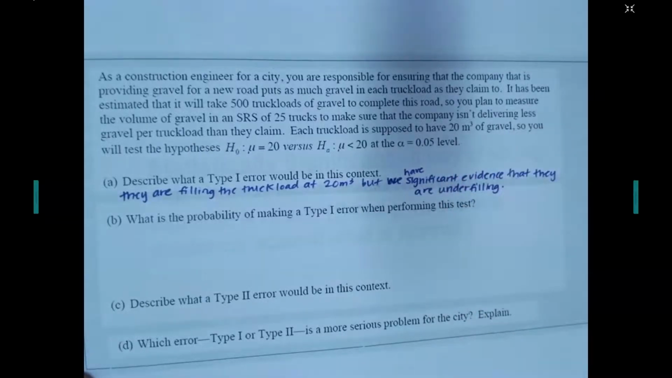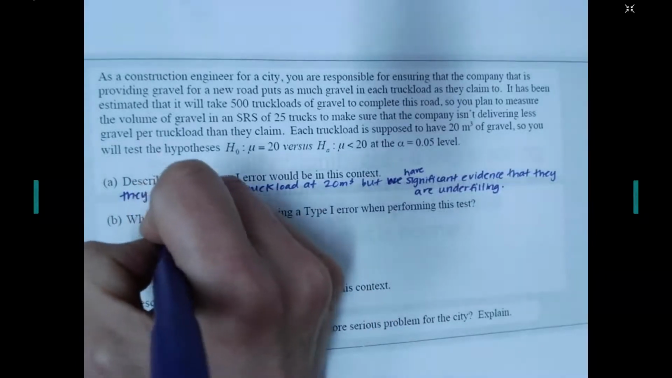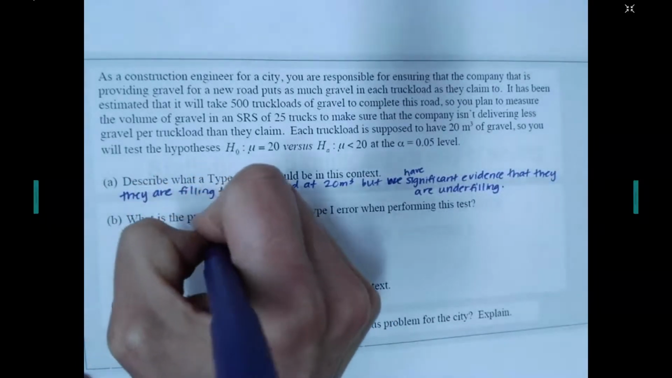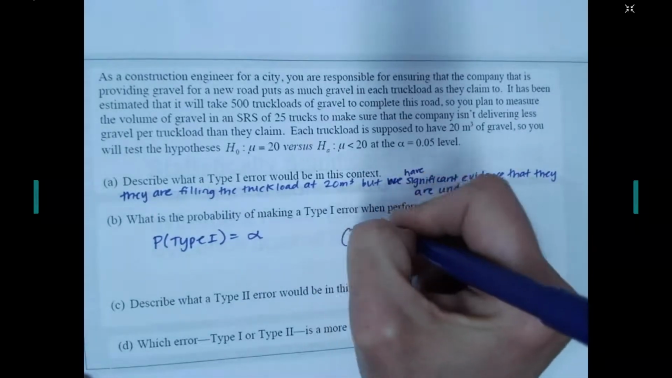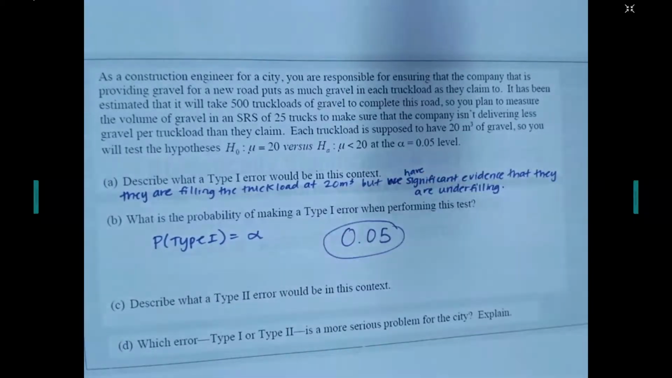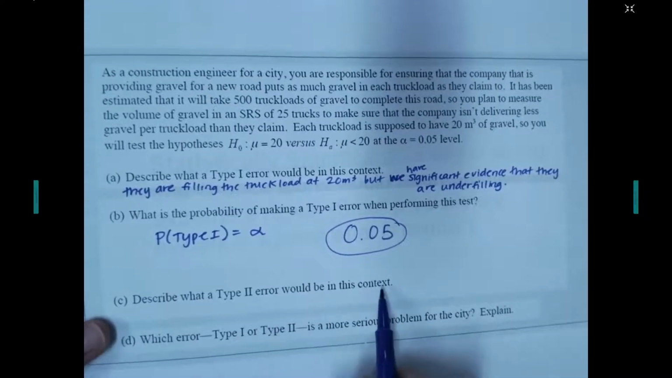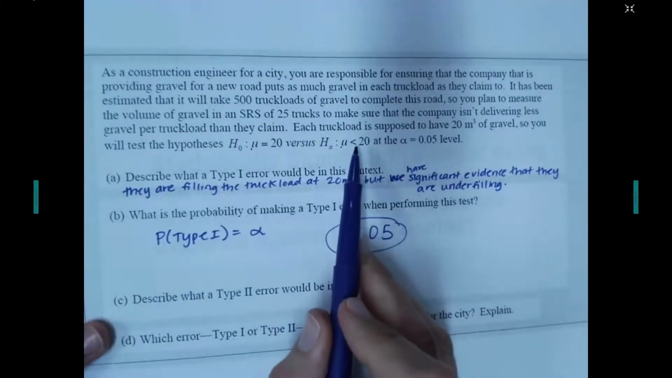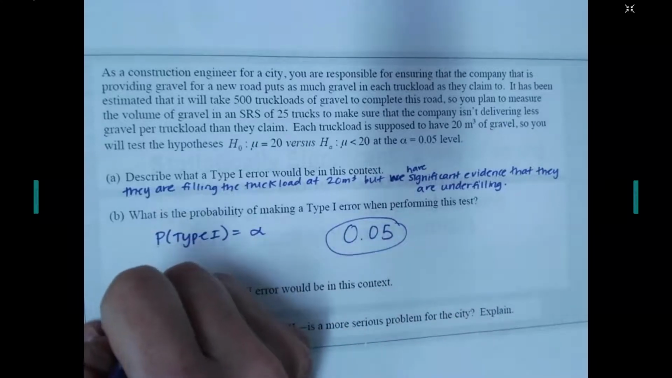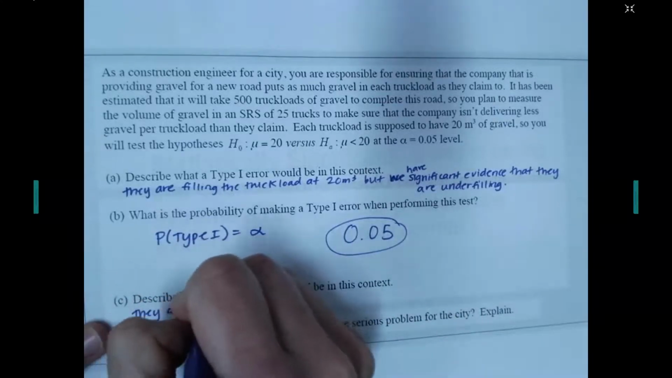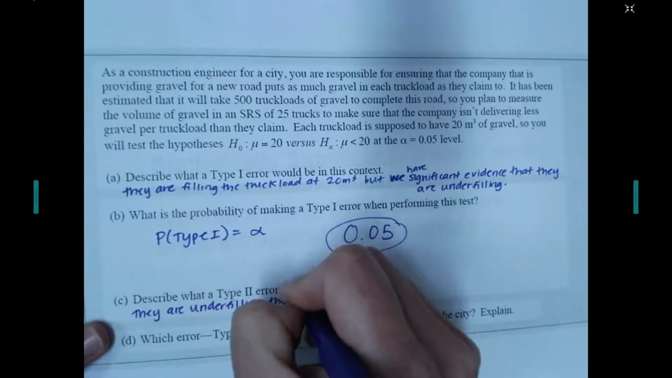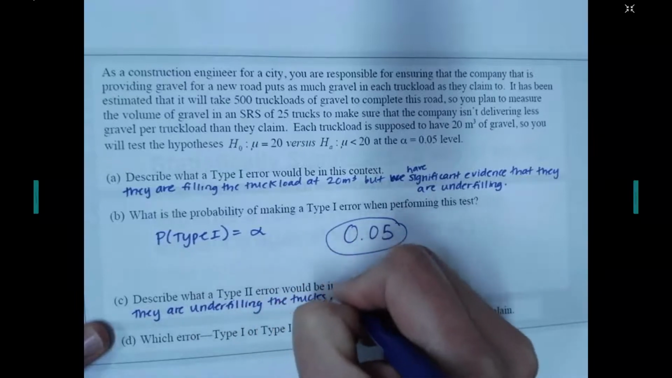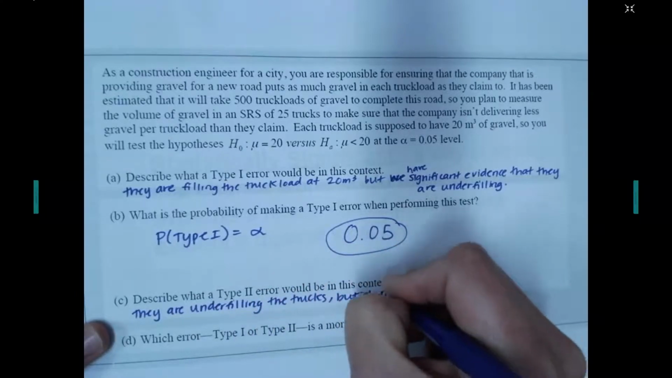What's the probability of making a type 1 error when performing this test? Okay, remember the probability of a type 1 error is just your alpha level. So if they told me the alpha level is 0.05, the probability that this is going to happen? 5%, 0.05. All right, describe what a type 2 error will be. Well, type 2 is when the second one is true, so they're underfilling. They are underfilling the trucks, but we do not have significant evidence to reject the null.